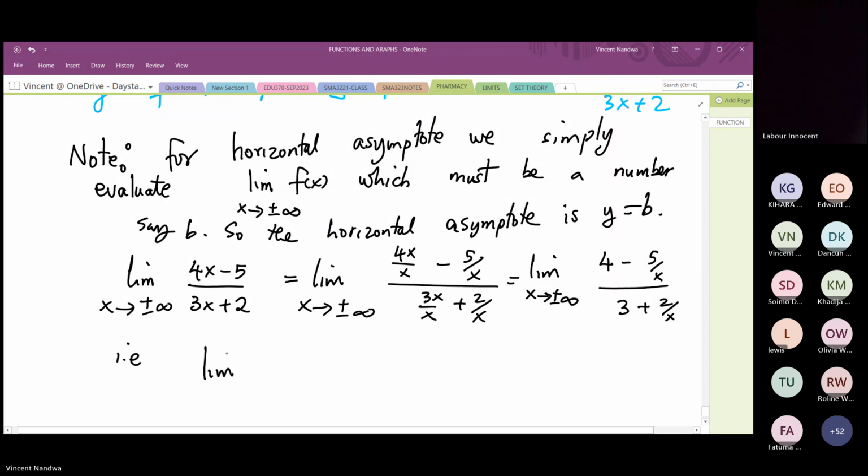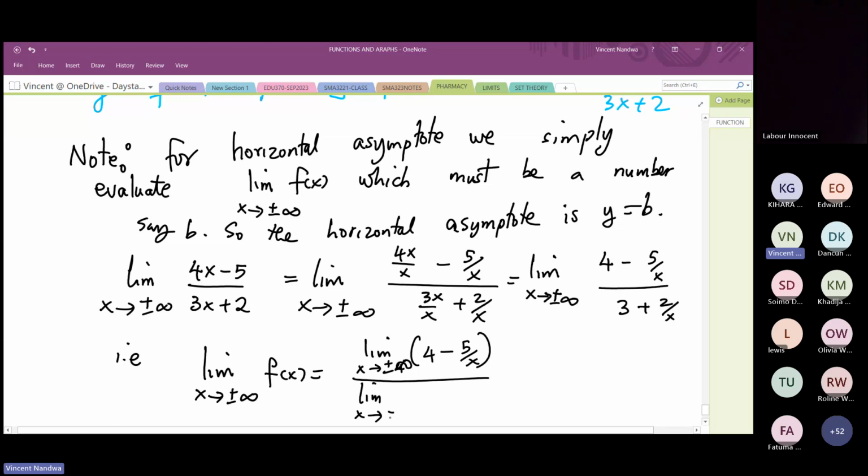So the limit as x approaches plus or minus infinity of f of x will be the limit as x approaches plus or minus infinity of 4 minus 5 over x, over the limit as x approaches plus or minus infinity of 3 plus 2 over x. Just applying the limit properties. And I hope all of us can see that that would be the final answer.